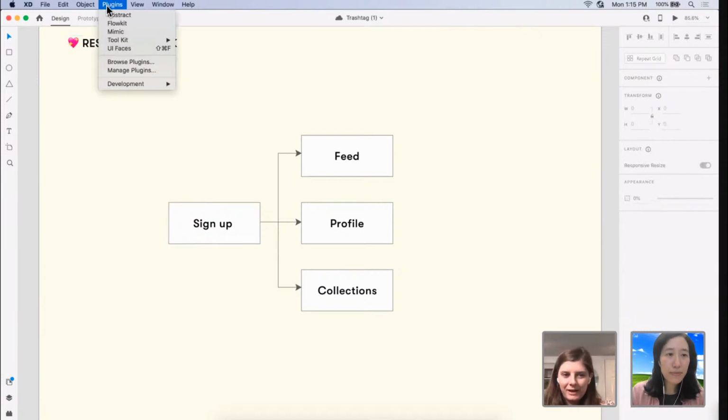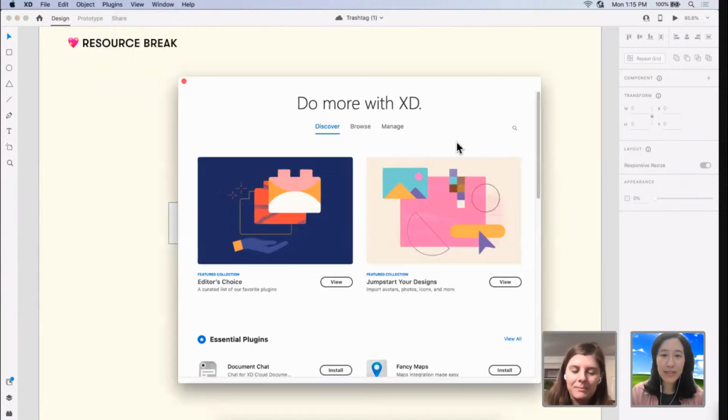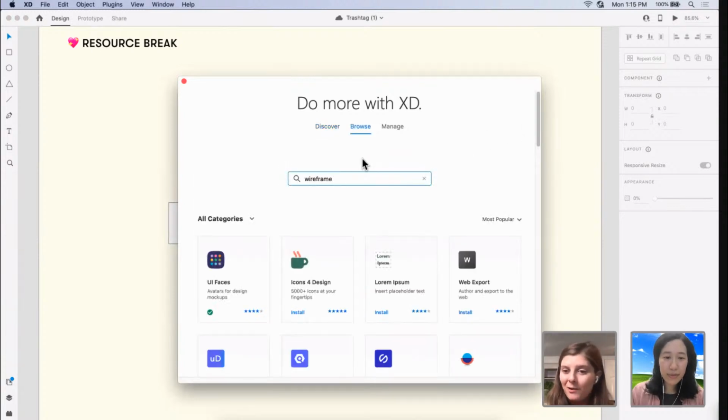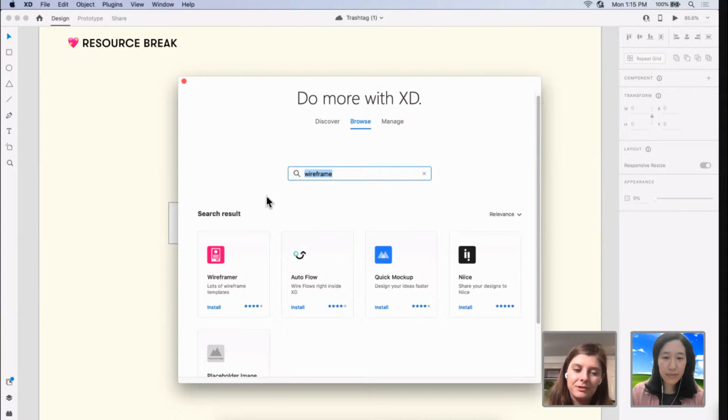There's a really cool plugin. I don't know if you've checked it out before, Joanna, called Wireframe. It's actually an Adobe plugin, but they have flowcharts built out that you can just quickly tap and it'll jump into your XD file.